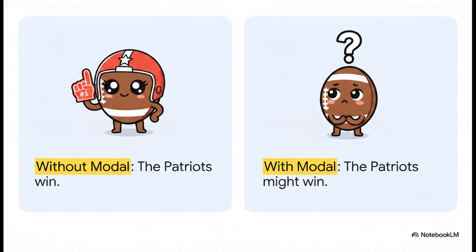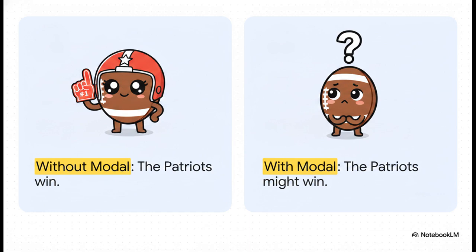Stating the Patriots win without a modal verb is a 100% absolute certainty. It is a stated fact. But simply adding one modal, the Patriots might win, shifts the entire mood to a prediction. You're suddenly expressing maybe a 70% possibility instead of a hard reality.